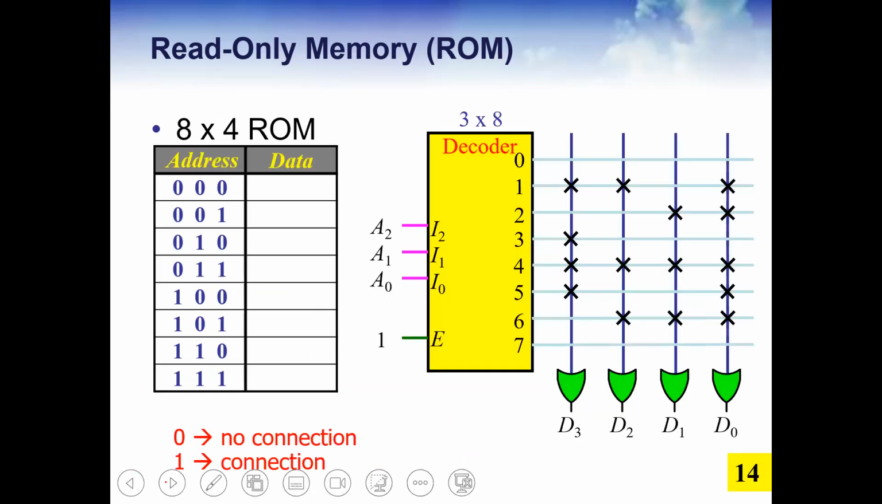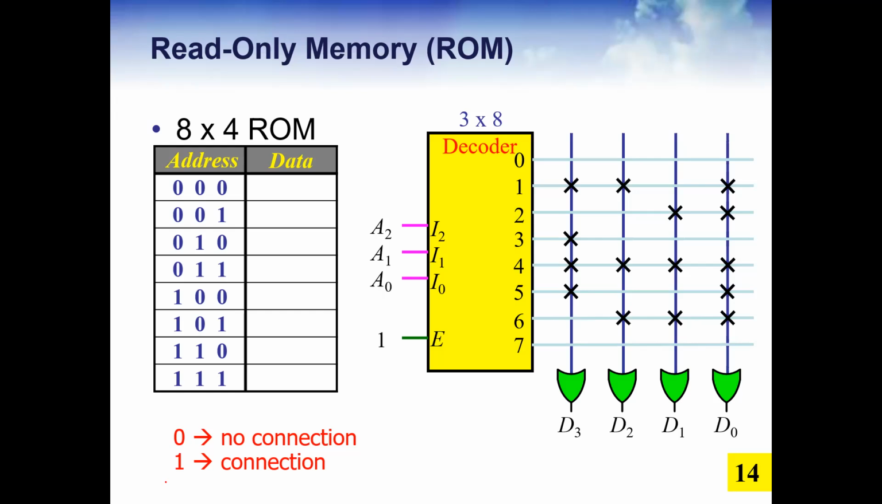So here we are going to see how we can read the ROM stored information. We can see here crosses. These crosses mean that 1 is stored there, and wherever you don't find a cross, it means 0 is stored there. So look here now.